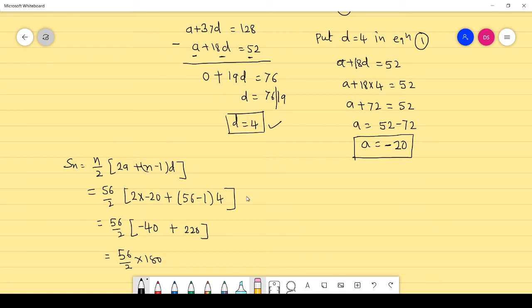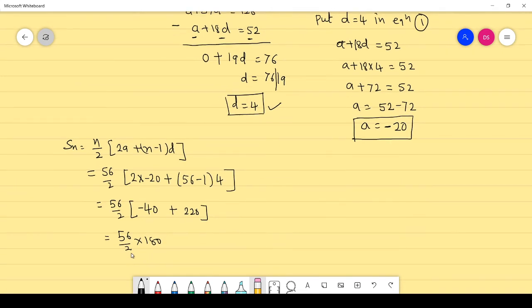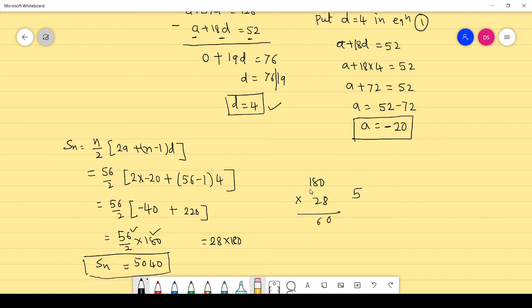So the answer, the sum of all the first 56 terms, is equal to 5040. You can simplify this, you can divide this, you can easily get the answer over here, right? How? Let me give you the idea. 56 divided by 2, that is 28, multiply by 180. Now you can take 180 over here, multiply it by 28. You can either use directly the table of 28, or you can directly multiply. 8 8s are 64.